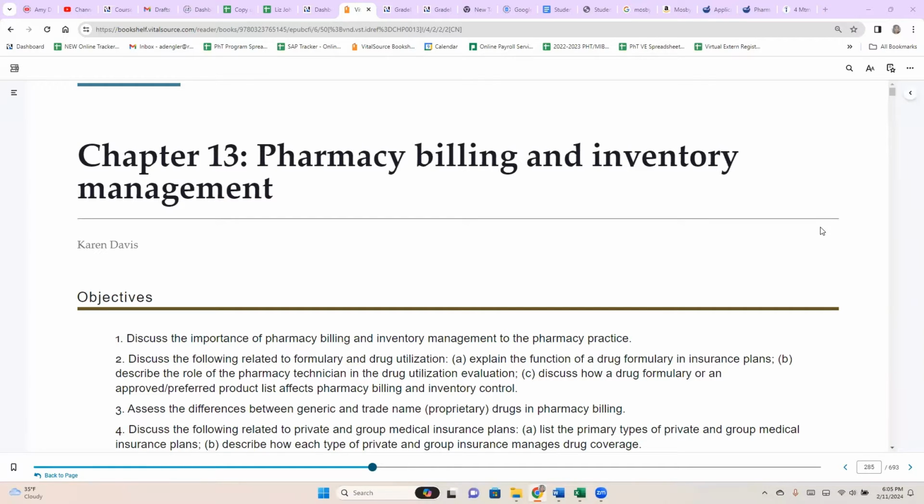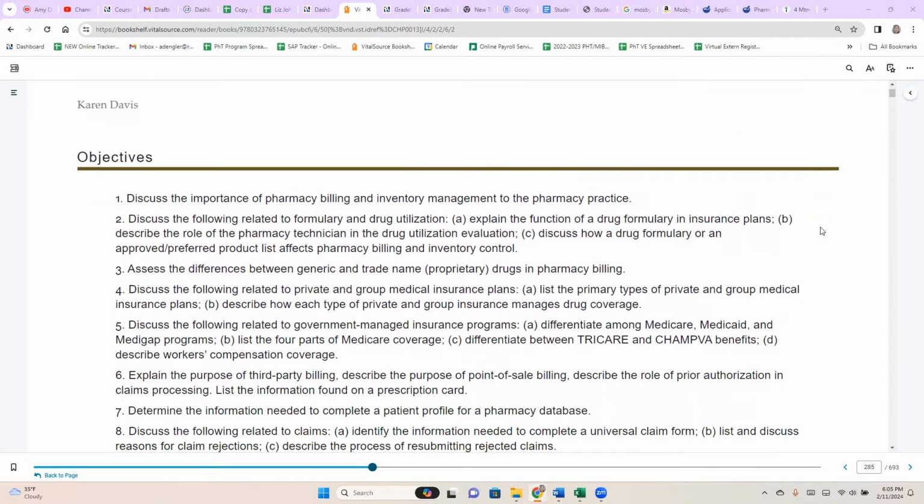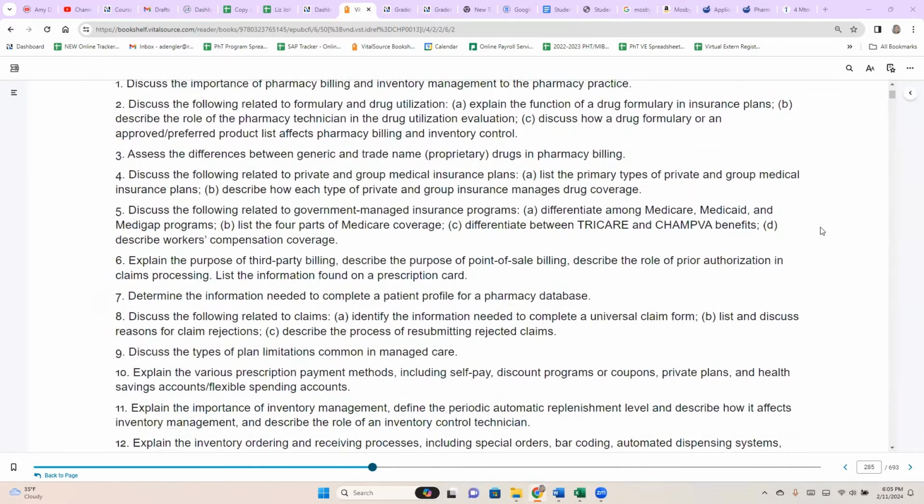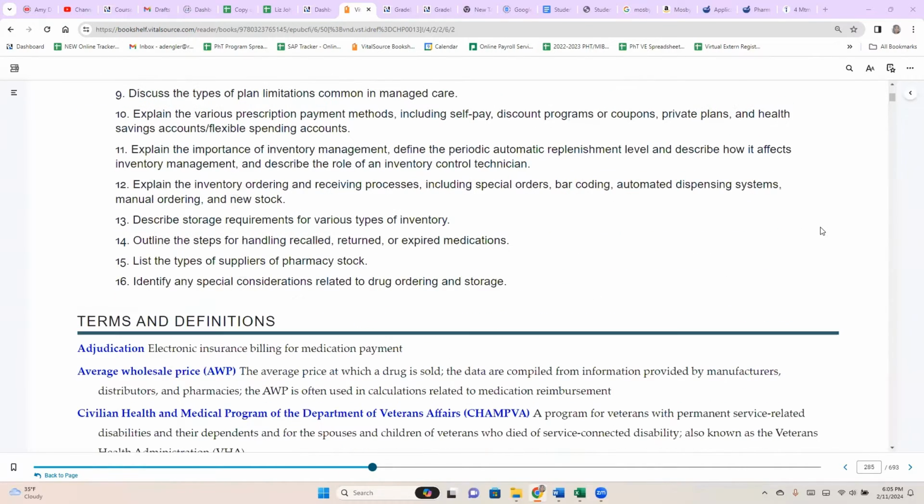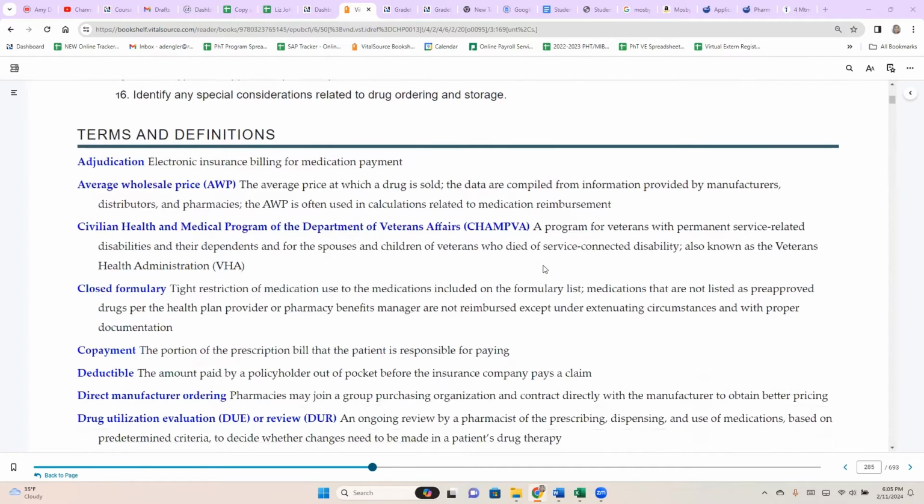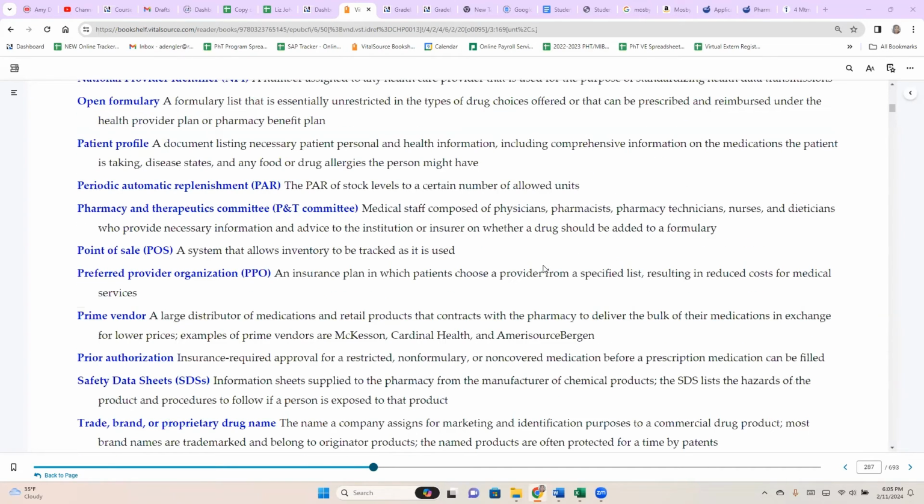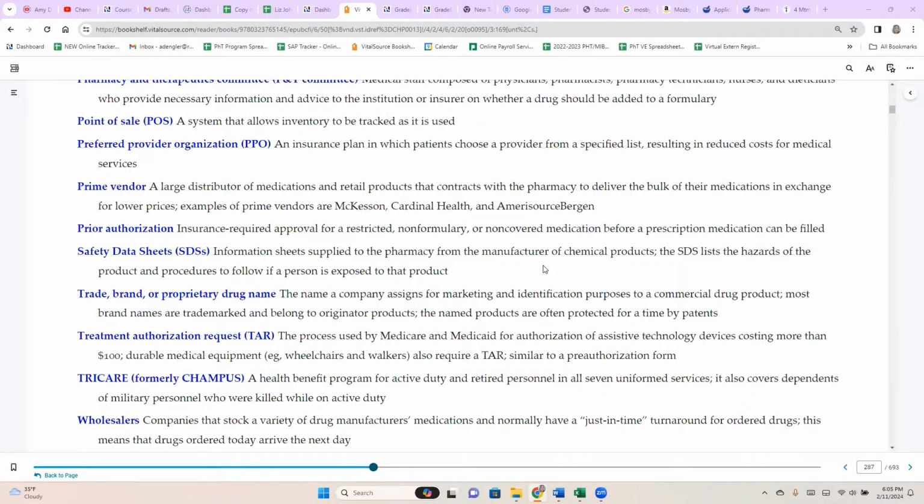Chapter 13, Pharmacy Billing and Inventory Management. We have our objectives, things that you should learn throughout the chapter. Then we have our terms and definitions in the beginning of the chapter, as always. Definitely something that you want to study. We will go over them throughout the chapter. You can see there's quite a few.